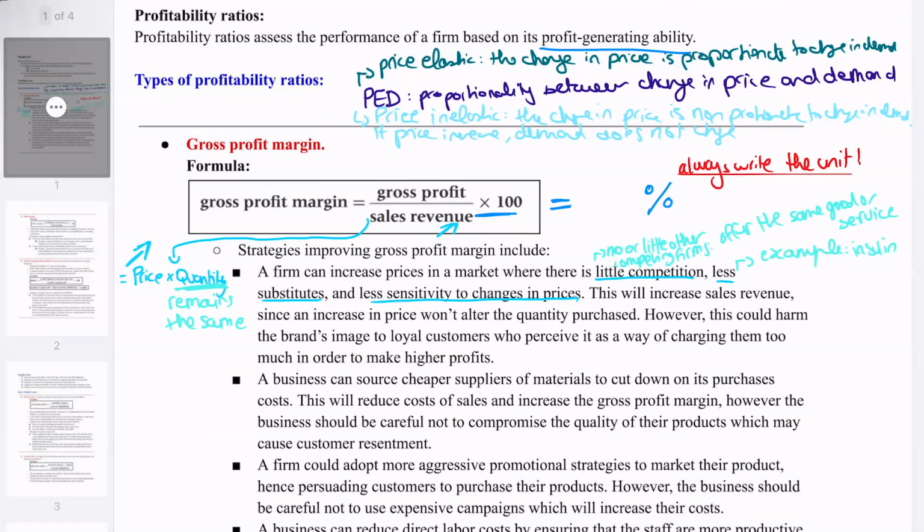Okay, so what will happen? This will increase sales revenue. Why? Since the price is increasing, like I previously explained, and the quantity purchased won't be altered. But there is still a downside. This could harm the brand image with loyal customers, or they may perceive it as a way of charging them too much in order to make higher profits, so charging them too much, okay?